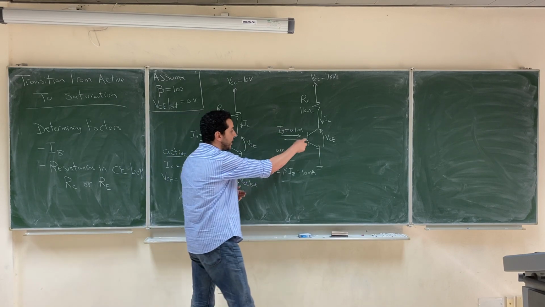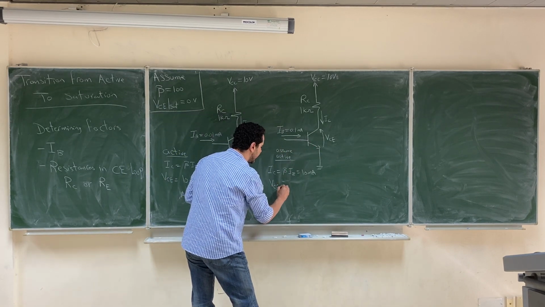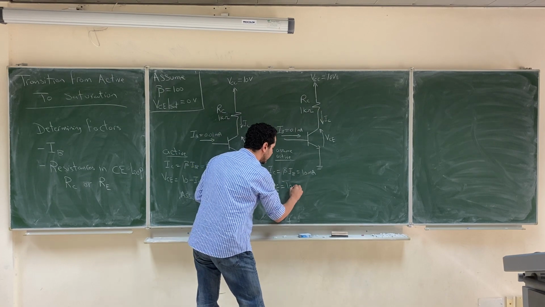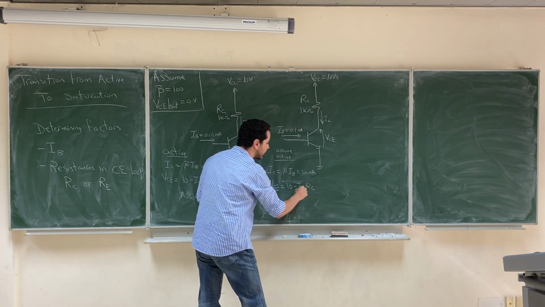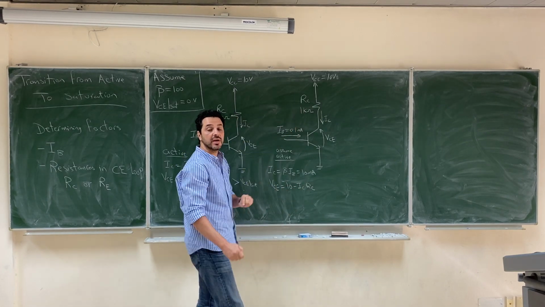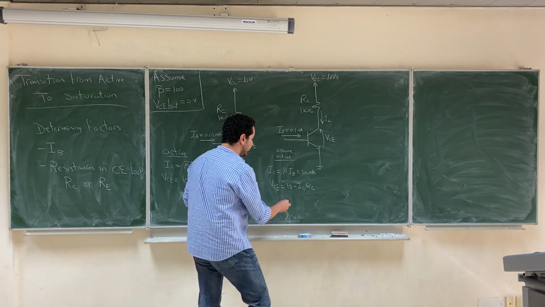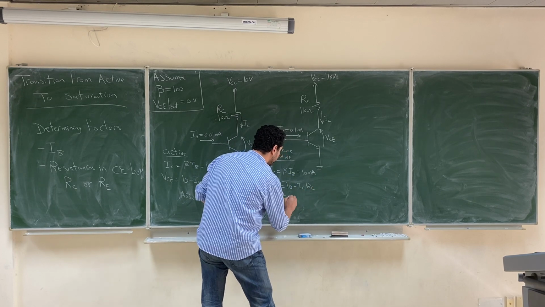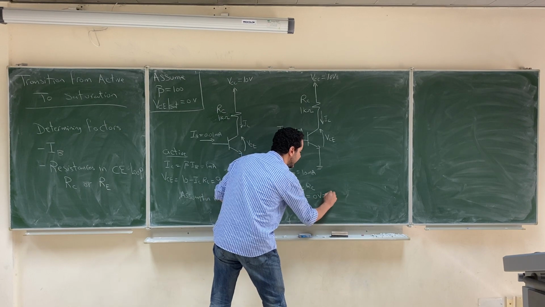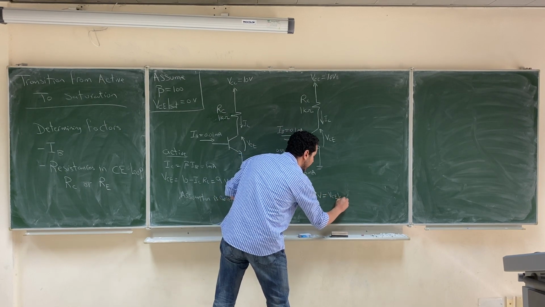And then we can again calculate VCE. VCE will be 10 volt minus the drop across the resistor, minus IC RC. But IC here is 10 milliampere, so 10 milliampere multiplied by RC, which is 1 kilo ohm, will give you 10 volt. So VCE will be 10 minus 10. It will be 0 volt, which is exactly equal to VCE saturation.